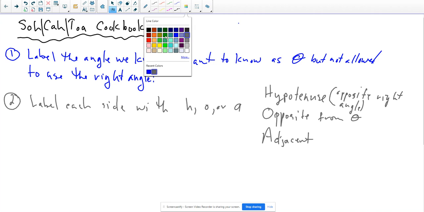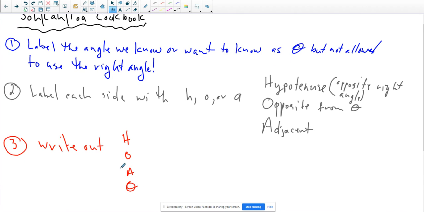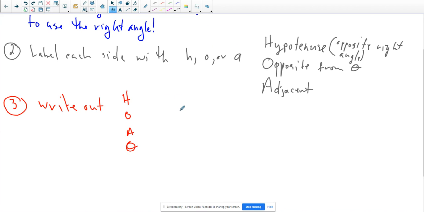Our third step, let's change to whatever color this is. Those two colors look the same to me. Hopefully you can tell them apart. So we're going to write out HOA theta. And what we're going to do then is we're going to write them out and then fill them in with our known values. And again, when we do an example, this will become really obvious.